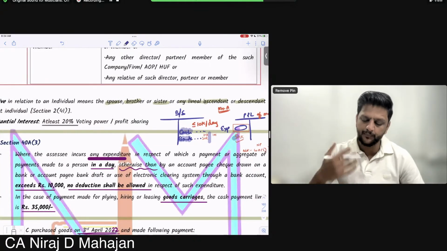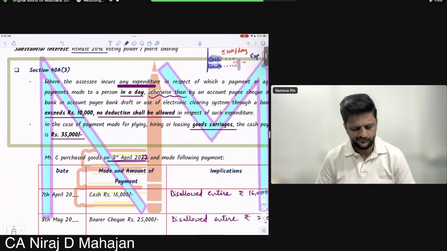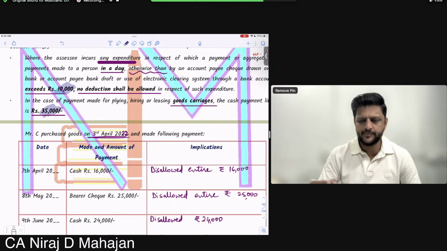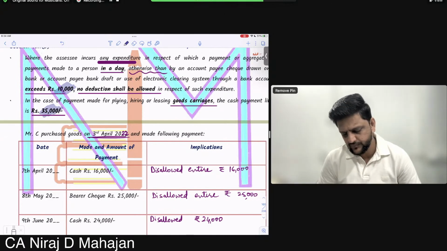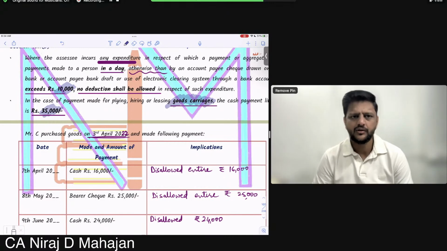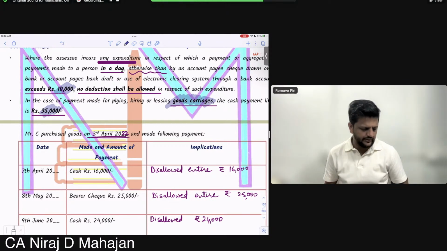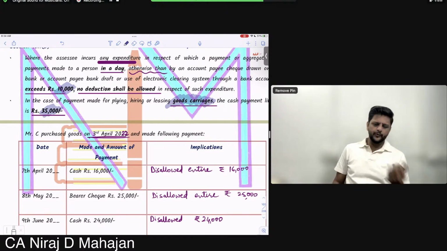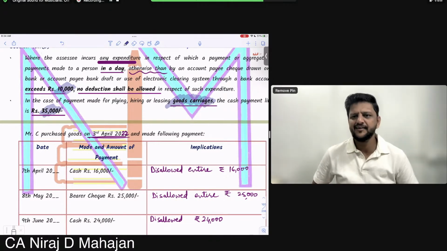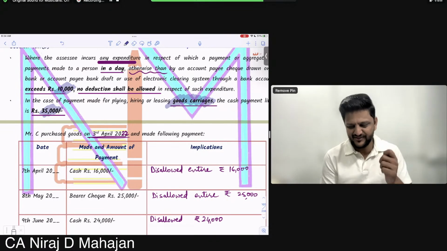By an unapproved mode of payment. However, the same limit of 10,000 is 35,000 if the payee, the recipient, is a goods carriage transporter. Understood? Because I told you, they are traveling throughout the country, so payments are not always available. I can't give a check and tell him, you go now. The truck driver will not go on the basis of a check.